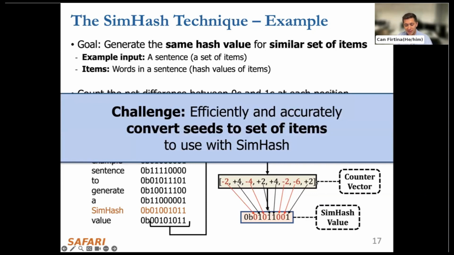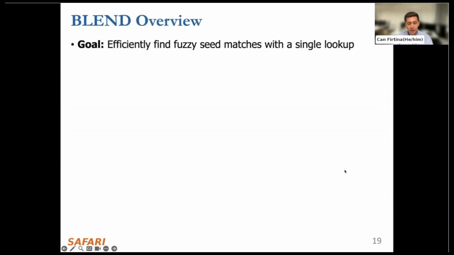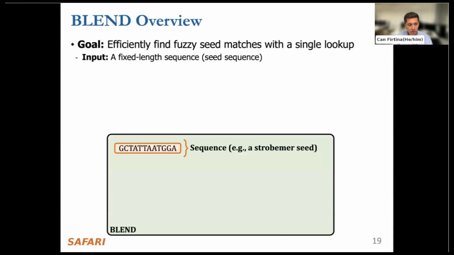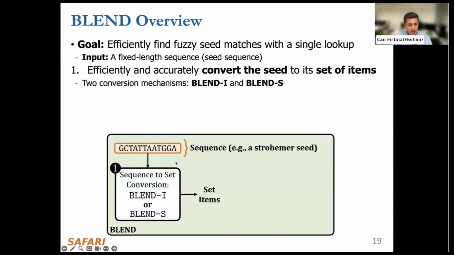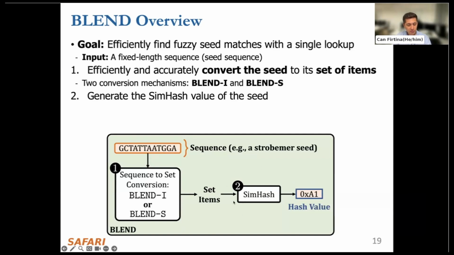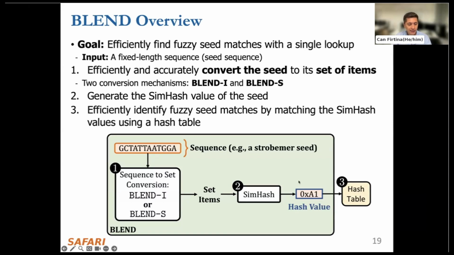So now the challenge is to use this nice property effectively and accurately by converting the seeds into a set of items. To achieve this, we use Blend with the SimHash technique. Our goal in Blend is to efficiently find fuzzy seed matches with a single lookup. The input to Blend is a fixed length subsequence, for example, a seed sequence. Blend efficiently and accurately converts the seed into its set of items using two conversion mechanisms that we call Blend I and Blend S. Using these set items, we can use the SimHash technique to generate a hash value of the set, which is essentially the hash value for the seed. Then we can efficiently identify fuzzy seed matches by matching the SimHash values using a hash table.